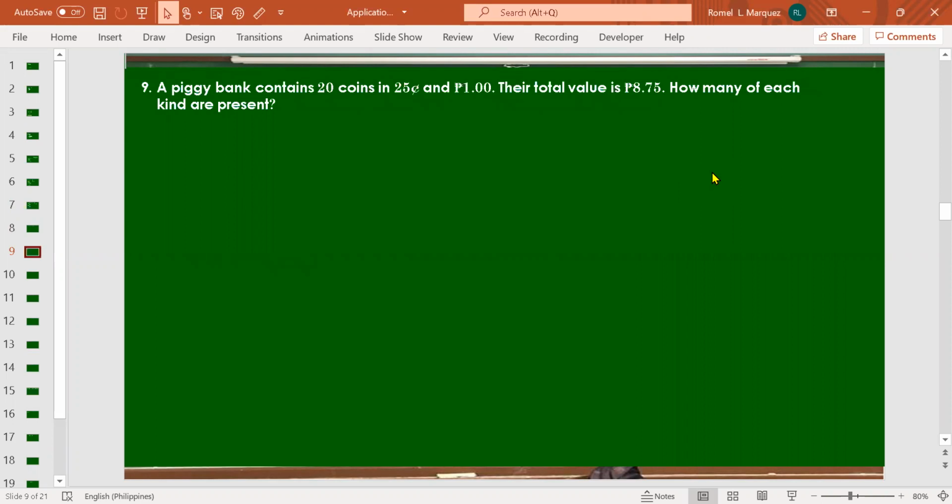A piggy bank contains 20 coins. This is a money problem, or coin problem. A piggy bank contains 20 coins in 25 centavo and 1 peso. Their total value is 8.75. How many of each kind are present? So, let x be the number of 25 centavo coins.